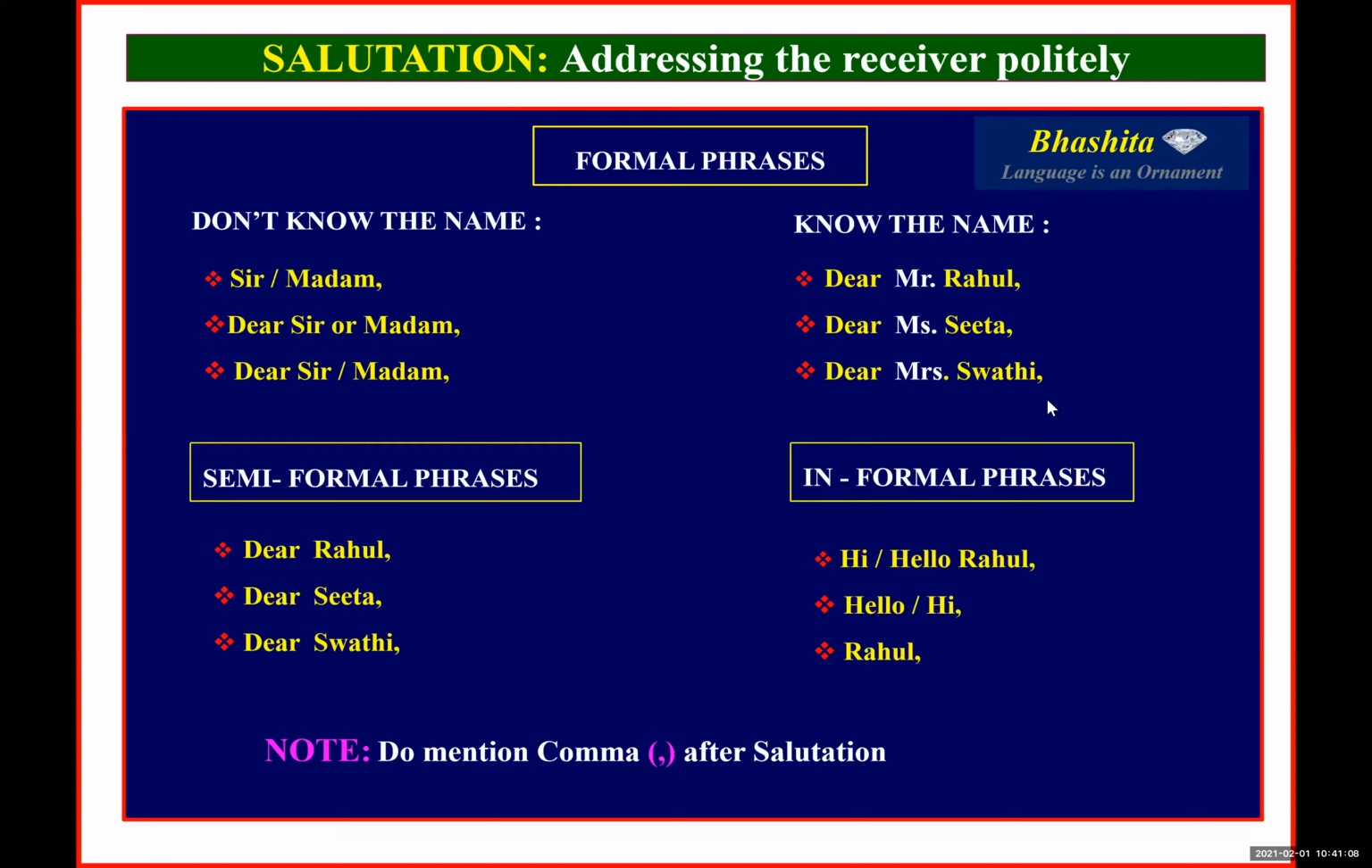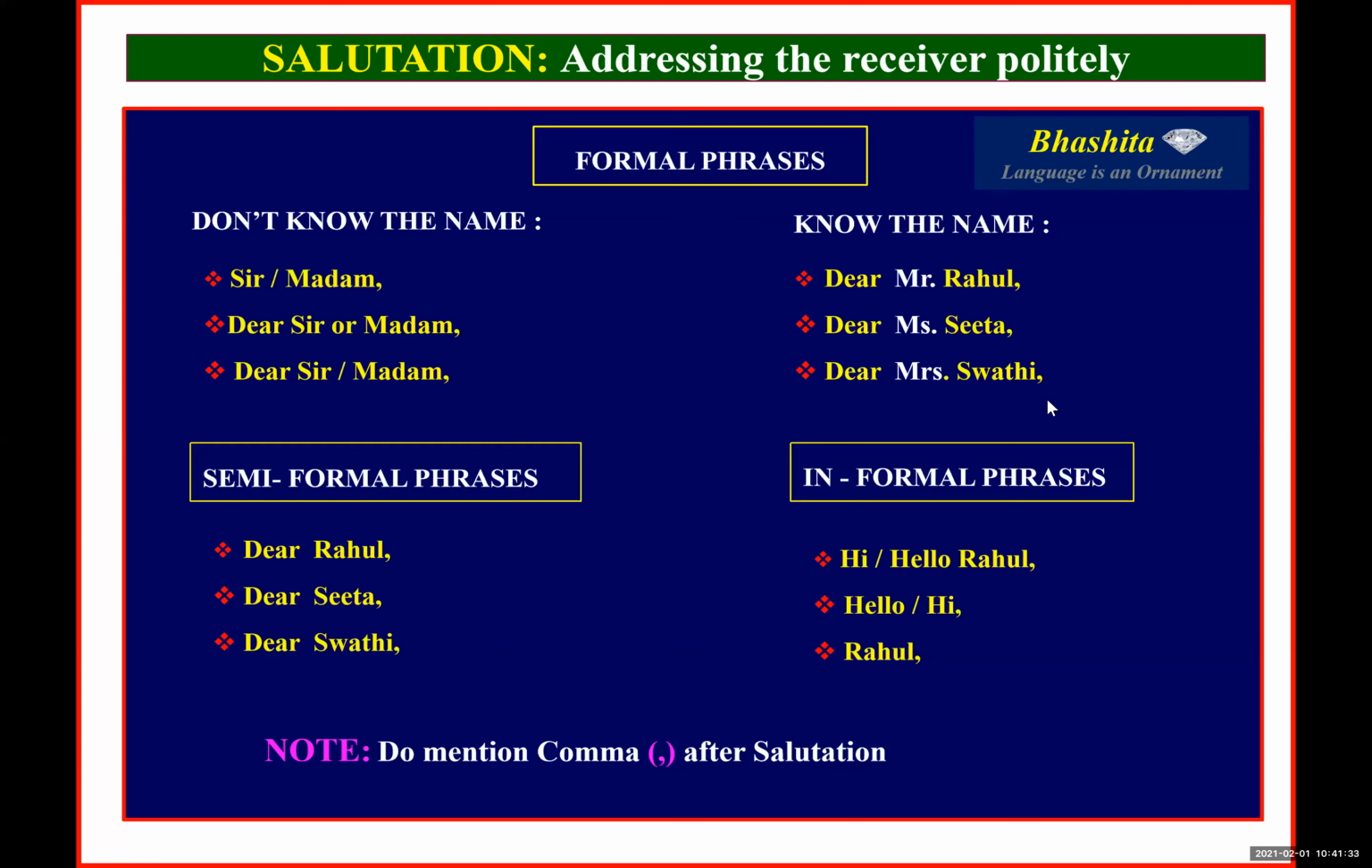Dear students, what does it mean by salutation? The polite way of addressing the receiver, we call it a salutation. For example, we can use sir, ma'am, dear ma'am. But make sure that after the salutation, we have to use a comma. But if you know the name of the person actually, then we can drop the salutation like this.